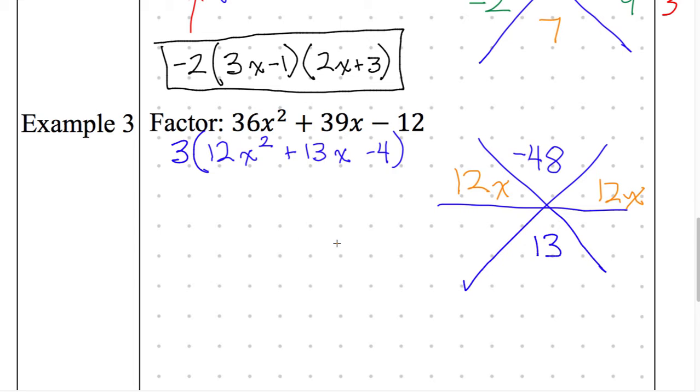All right, I need someone to solve this. What times what is negative 48 that adds to a positive 13? What times what is negative 48? Ooh, that's going to be tricky. 12 and 4, that doesn't work though. What times what is 48?